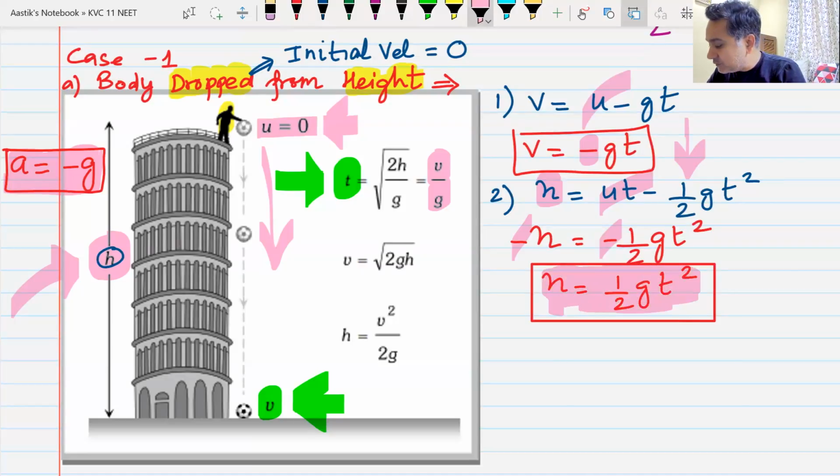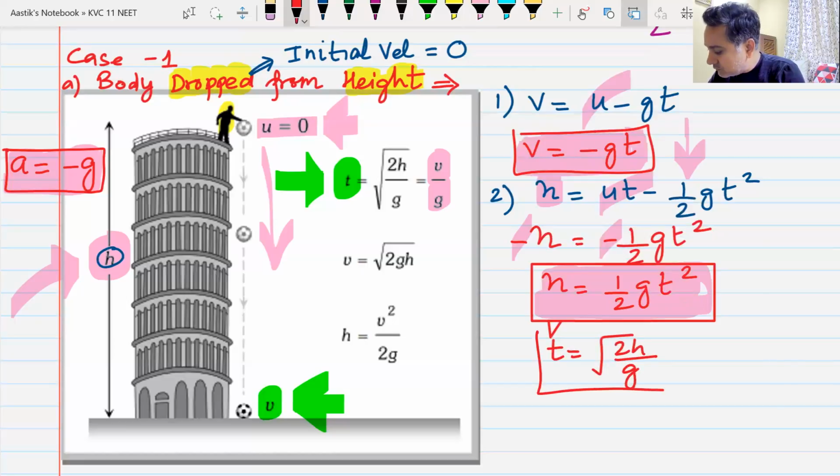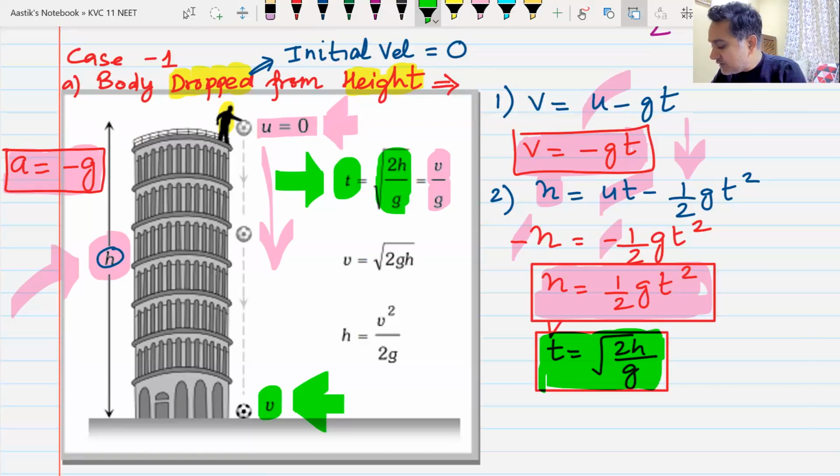The pink one, this pink one, and this pink one. And from here, I can get t as root of 2 times h by g. Yes or no? That is the green equation that you see here. Time is root of 2h by g. So these equations have been derived from equation number 1 or from equation number 2.